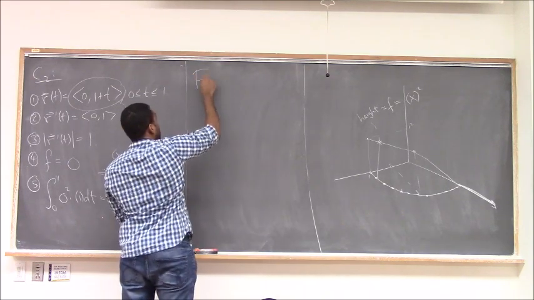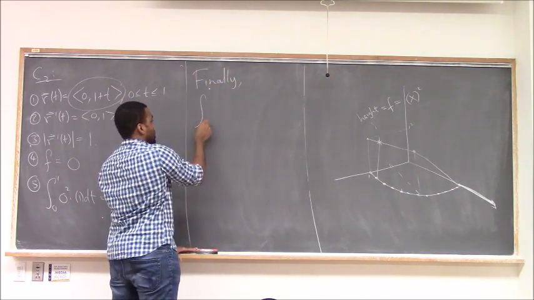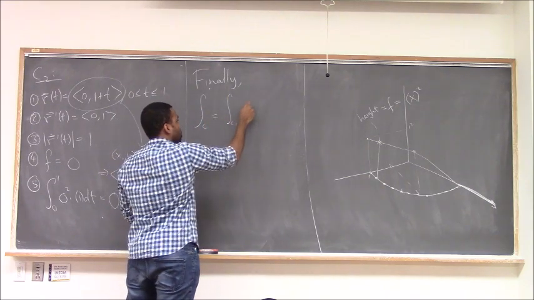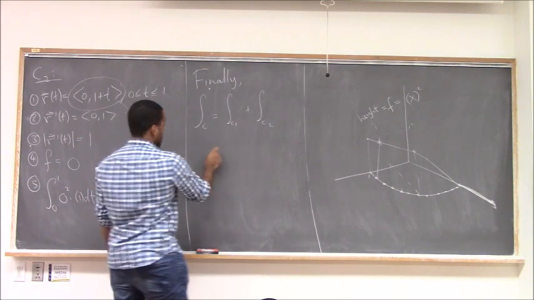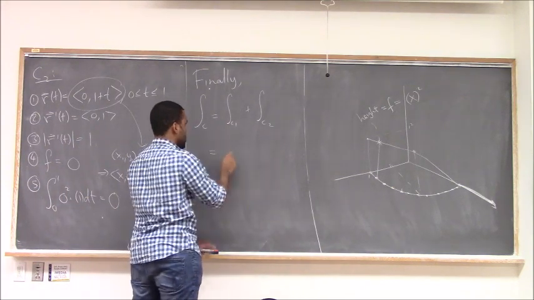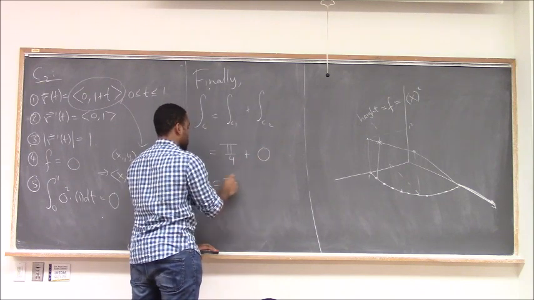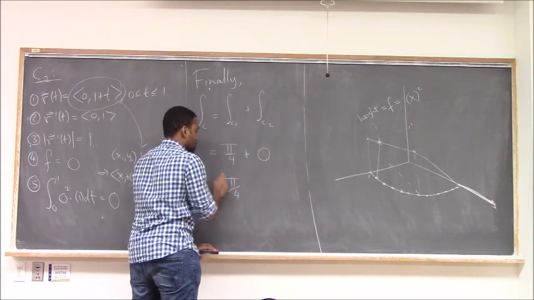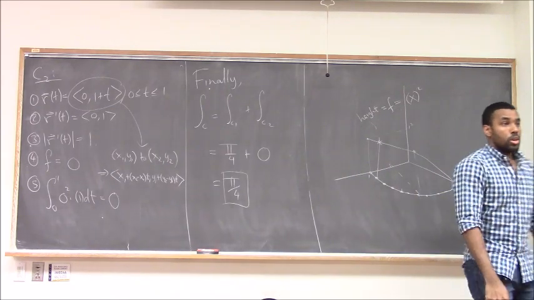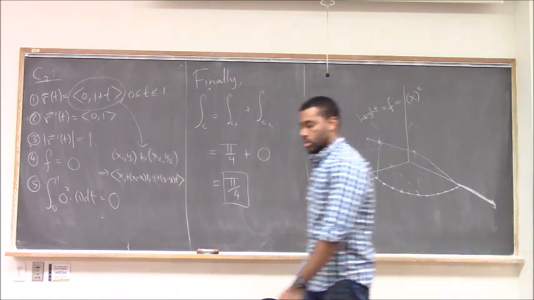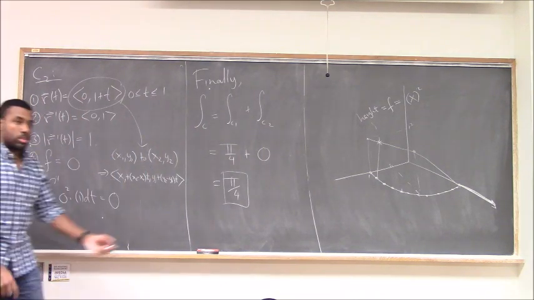So finally, the integral along C, you have to remember, is the integral along C1 plus the integral along C2. You have to eventually add things up. So from the first part, I believe you got pi over 4, plus from the second part, now we got 0. So it turns out the area of this thing is going to be pi over 4. Okay, this is the point. Any other questions?